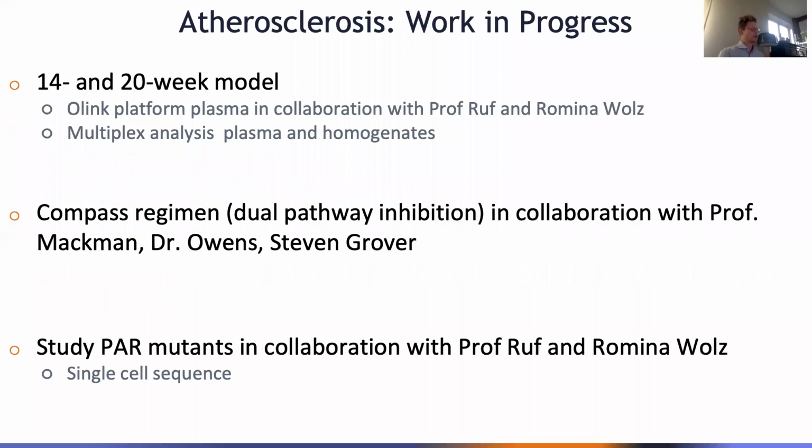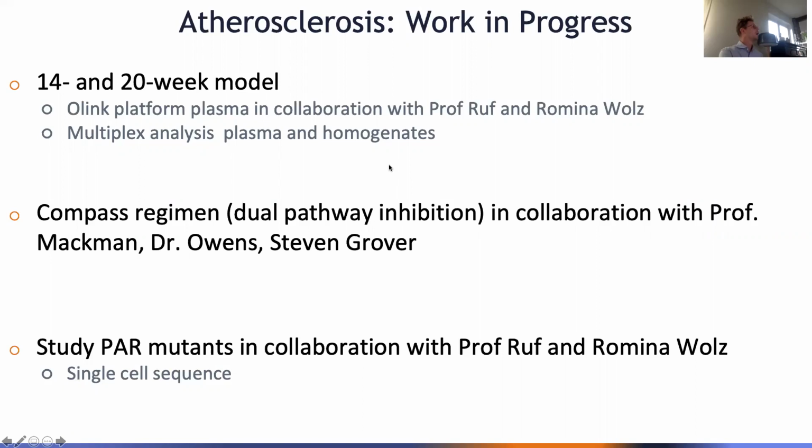Okay, so what's still to come? We're still finalizing our 14 and 20 week model. Of course, it has been delayed due to the circumstances at the moment. But we're still going to measure inflammatory markers in our plasma from both our 14 and 20 week model using the Olink platform in collaboration with Professor Hoof and Romina Wals, a PhD student.